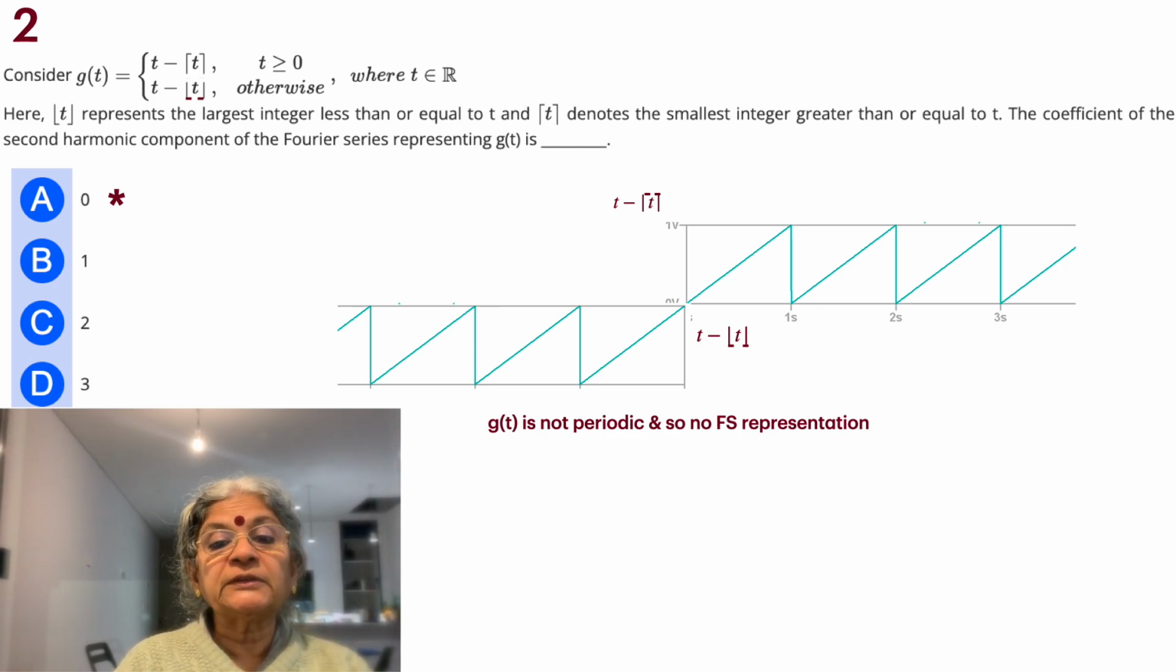In such a situation, such a waveform g(t) cannot have Fourier series coefficients. Why? Because it is not periodic, because they happen to be different on both sides of the t equal to 0 axis. The waveform is not periodic. So the second harmonic coefficient, or whatever coefficient, will not be equal to 0. So option A is the correct option.